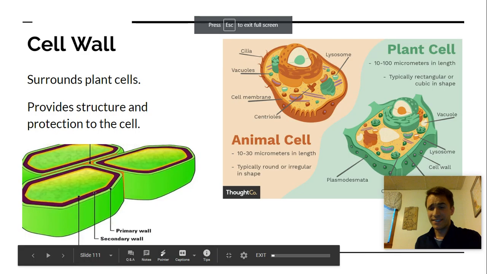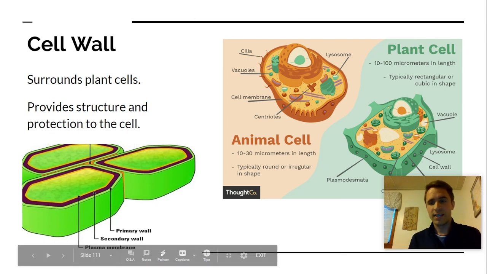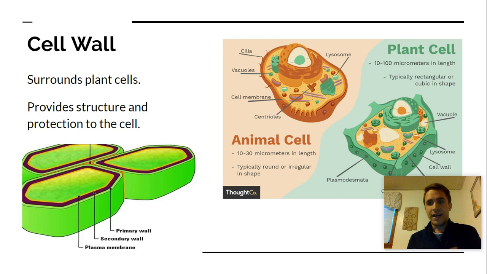So if the cell is a house, what part of the house provides structure and protection to the house? What do you think? For me, I feel like what provides structure for a house is the walls, maybe the beams and the ceiling, right? That's the structure of the house. That's what a cell wall is.